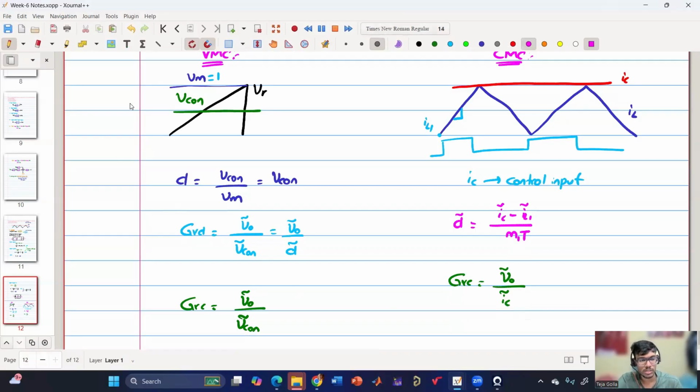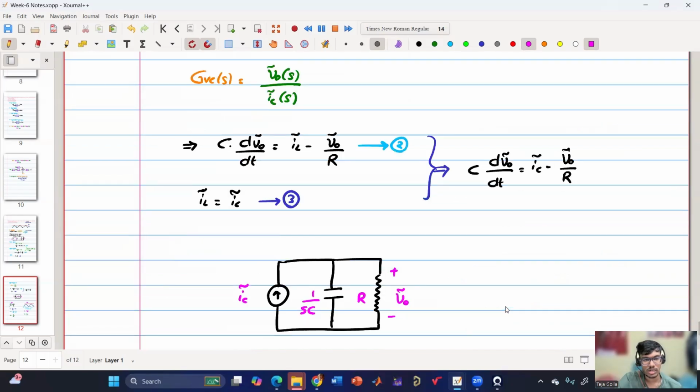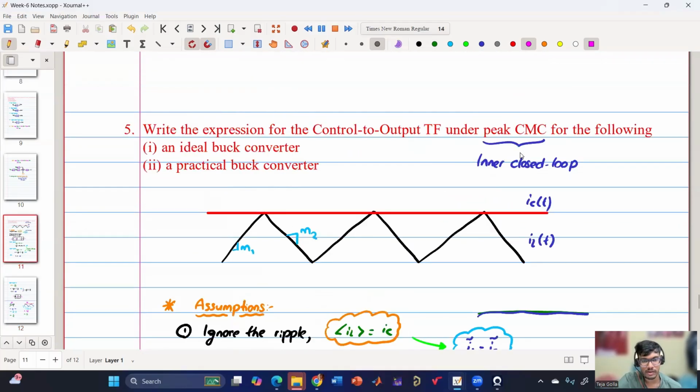Here the control input is Vcon. Here the control input is IC. So my control to output transfer function is V0 tilde by IC tilde. That's why we are not considering D tilde. Instead, we are considering IC tilde because it is peak current mode control, as specified in the question.